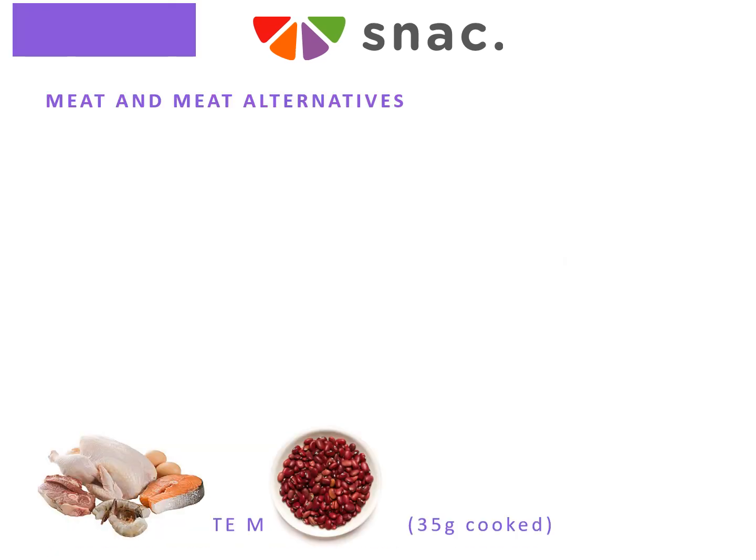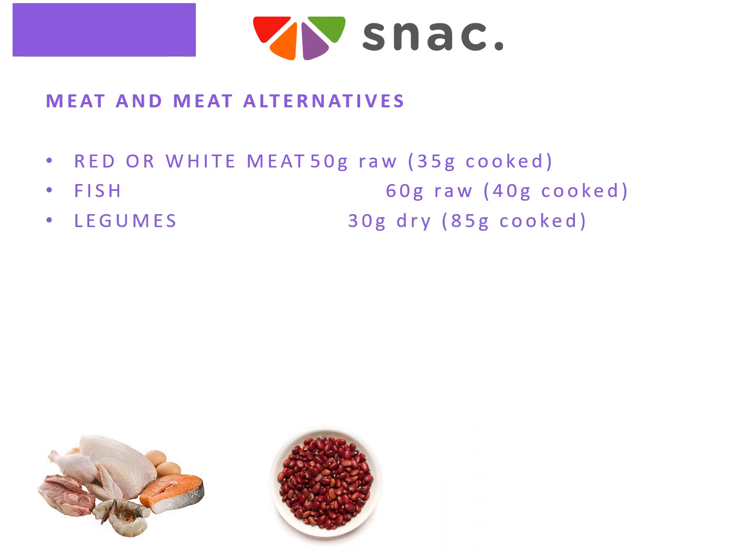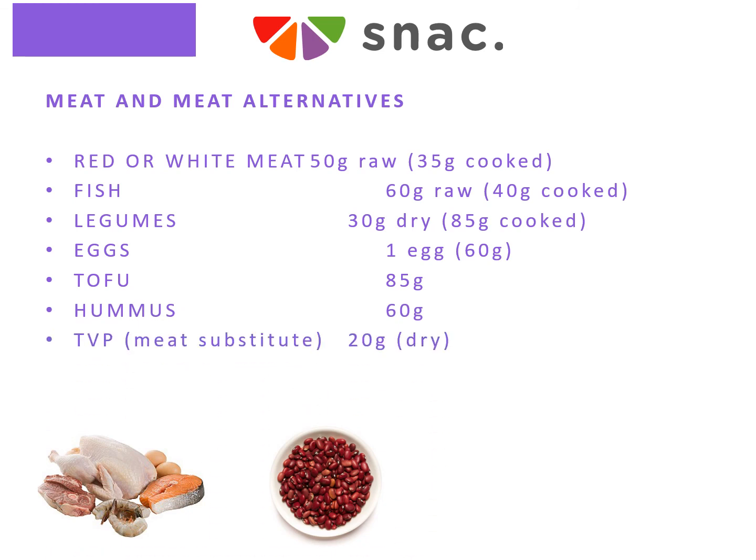So with our meat and meat alternatives, red or white meat is 50 grams raw, fish 60 grams raw, legumes 30 grams dry or 85 grams cooked. 1 egg is a serve, a 60 gram egg, 85 grams of tofu, 60 grams of hummus. Or TVP, which is a meat substitute, 20 grams dry. So remembering the children need 1 serve from this food group, and also remembering to use the leanest meat possible, trimming all visible fat and removing skin.